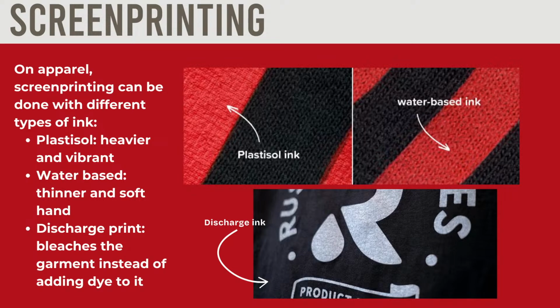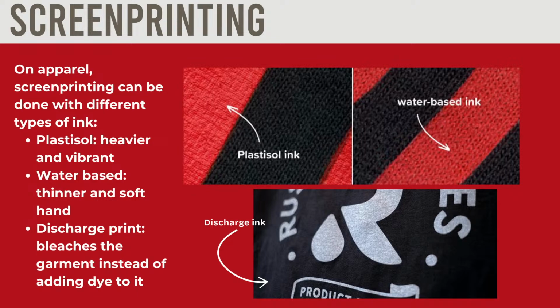When we talk about screen printing, we also have 3 main types of ink that we work with. Plastisol, which is heavier and vibrant, is the one that most people are used to. And then, we like to work with water-based inks when possible. They're thinner, they have a softer hand. You can usually tell the difference. If you're wearing a t-shirt today that has a design on it, you can run your hand over it. And if you can feel the ink coming off of it, chances are it's more of a Plastisol ink versus a water-based ink.